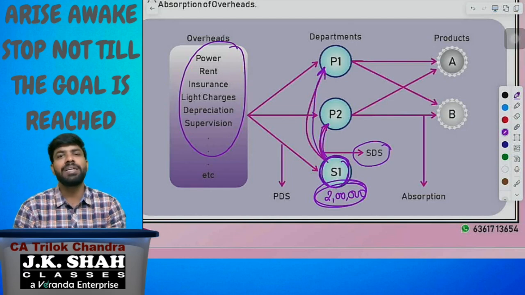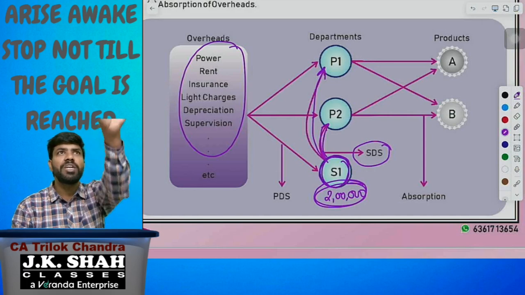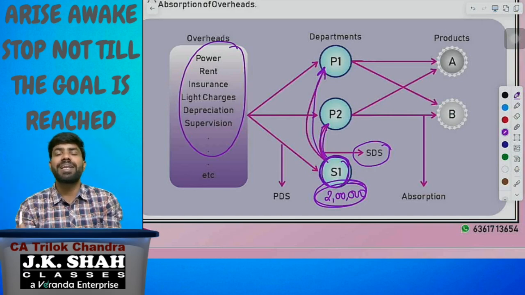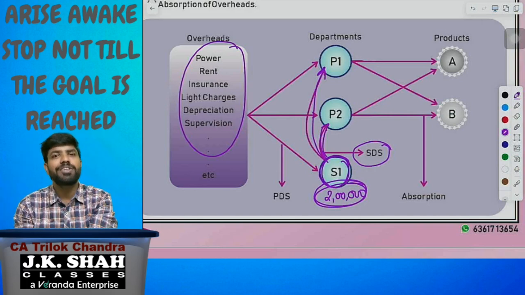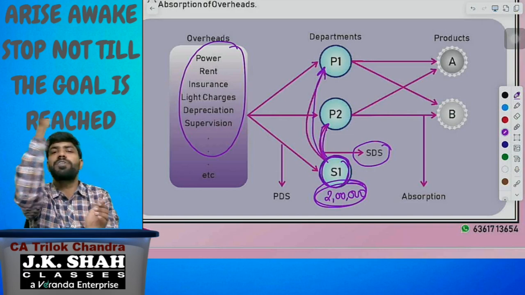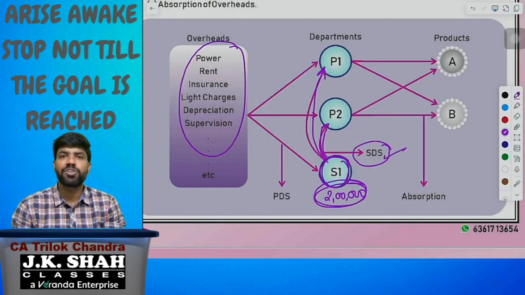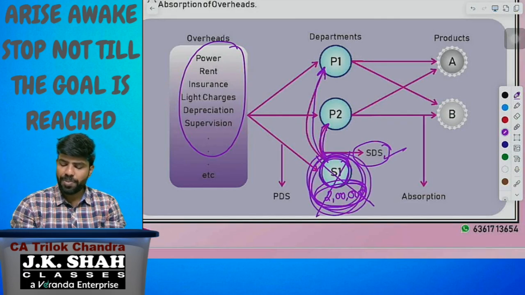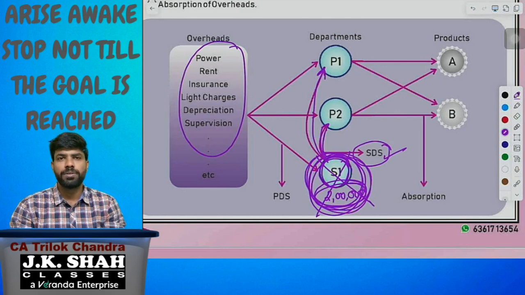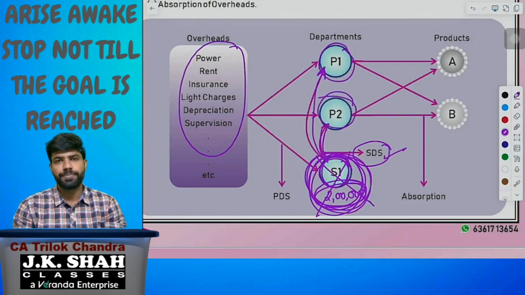which is called secondary distribution summary. So in primary distribution summary, we convert individual expenses to departmental expenses. In secondary distribution summary, the unrecovered cost of the service department will be apportioned back to the production departments. After doing secondary distribution summary, the service department will become zero. Now the entire cost gets accumulated in the P1 department and P2 department.